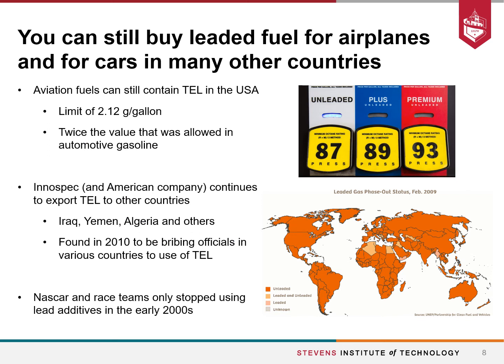Unfortunately, though, you can still get leaded fuel in the US and in many other countries. Aviation fuel for airplanes in the USA can still contain tetraethyl lead at amounts that were twice what was ever allowed in automotive gasoline. Innospec, which is an American company, continues to sell tetraethyl lead to other countries like Iraq, Yemen, and Algeria. You can see those countries in the map of the world on the right here. They're the ones shaded in lighter orange. They still use leaded fuels. This company, Innospec, was actually found in 2010 to be bribing officials in some of those countries to allow them to continue to use TEL in their fuels.